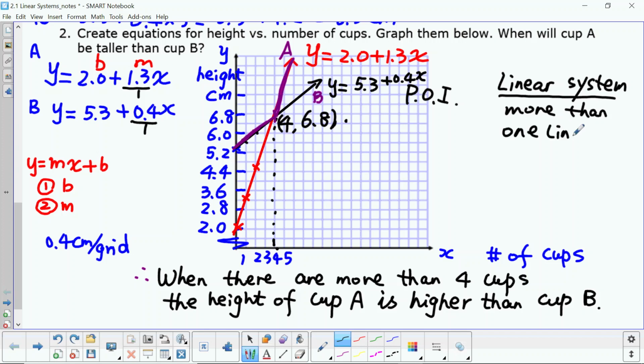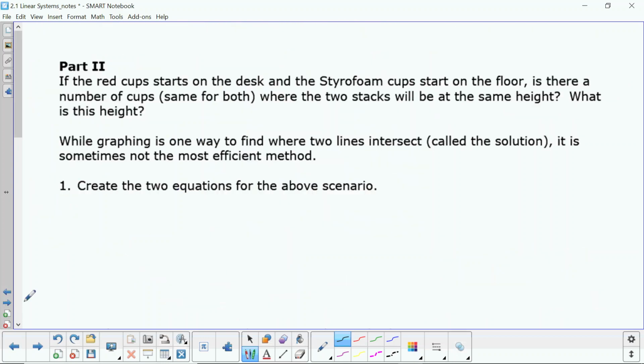We call it a linear system. And the point of intersection is our solution. It's what we are interested in. The reason for that is the two things change their characteristics. At this point of intersection, one is higher than the other. After that, they change. On this side B is higher than A, and on the other side A is higher than B. Okay, so now we are going to see the next page.